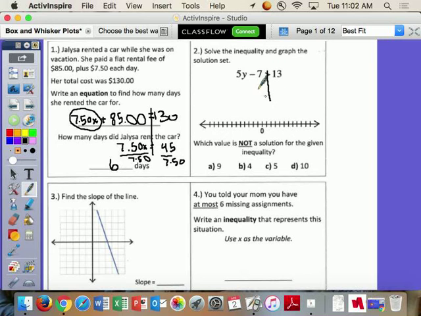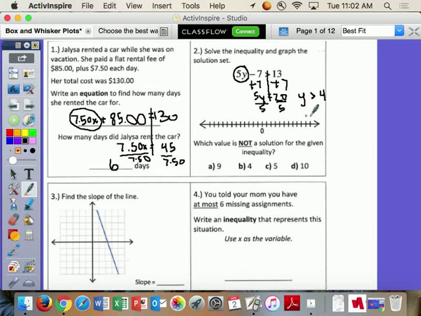Same thing here. I'm going to circle and draw my line. The inverse of this is plus 7. So 5y equals 20. Divide by 5. And y is greater than 4.